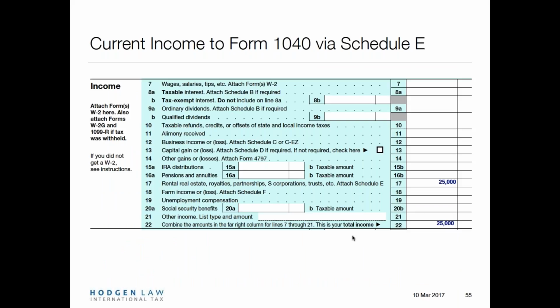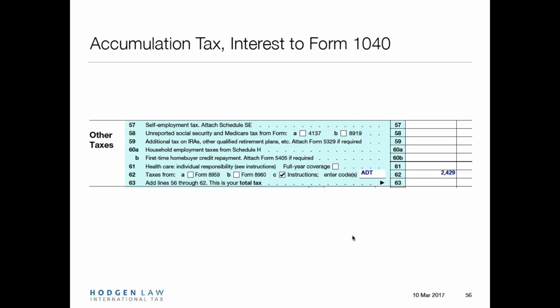Slide 55, in our calculations, remember we had $25,000 of current income. That goes through Schedule E, and because I'm lazy, I didn't do the Schedule E, and I just ported the number over to line 17 of the Form 1040, where it goes into your AGI, so you can calculate your tax. And then on slide 56, we have the total distribution, including the total accumulated distribution tax, ADT, on line 62, and that includes the interest charge.